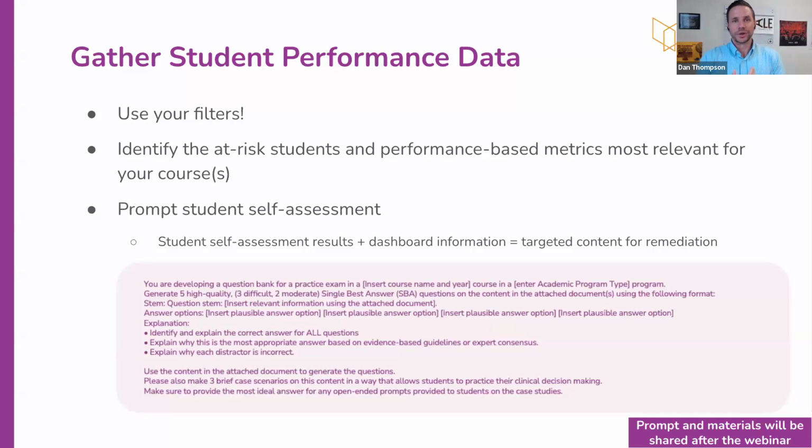A lot of that little reflective survey I just showed had a lot of placeholders, like content area one. So obviously I make it specific to the specific courses usually. But if I do see an area where one student specifically is really struggling, I will at least bring that up in a conversation with them, just so it's a point of emphasis from the beginning. So when we have their self-assessment results, and then we add that to the dashboard information, there's our targeted content for remediation.